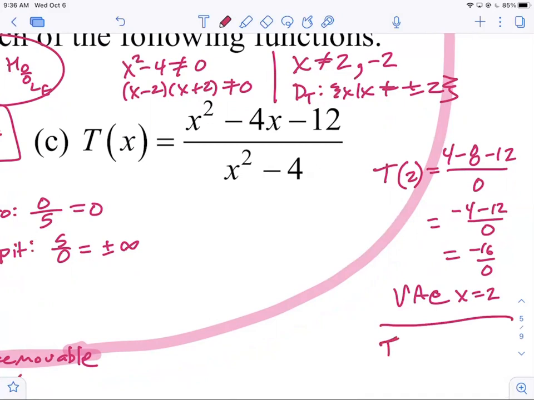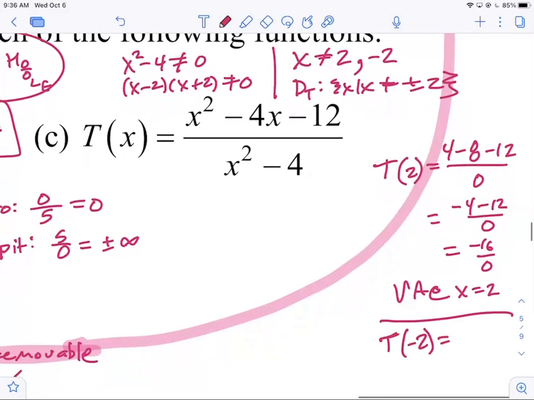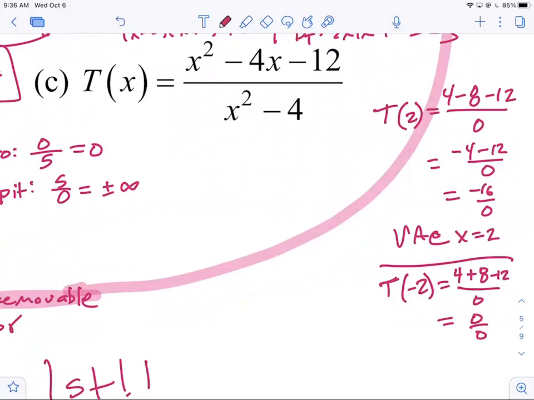Yeah. Let's try t of negative 2. If I plug negative 2 into the top, I'm getting negative 2 squared, which is 4. Negative 4 times negative 2 is positive 8. And then minus 12, all over 0. That's 12 minus 12. That's 0 over 0. So guess what we have at negative 2? A hole at x equals negative 2.